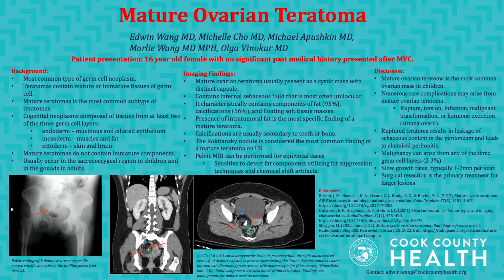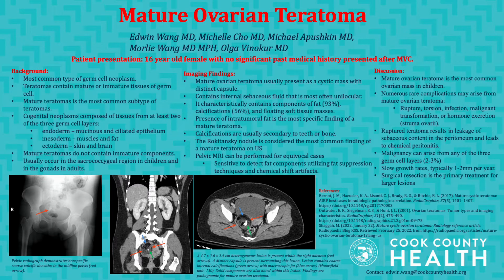So they're the most common type of germ cell neoplasm. Teratomas usually contain mature or immature tissue of germ cell. These germ cells are usually pluripotential. They contain various histologic types. So mature teratoma is the most common subtype of all teratomas, and they're a congenital neoplasm composed of tissues from at least two of the three germ cell layers.